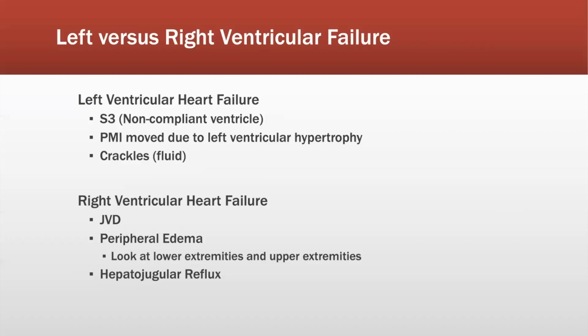because of the non-compliant left ventricle. All right, moving on to right ventricular heart failure, you will have something called JVD, or jugular vein distension, I should say. Then you want to look for peripheral edema. You want to look at the lower extremities and upper extremities. And then there's something called hepatojugular reflux, which is an assessment mechanism that some physicians do.